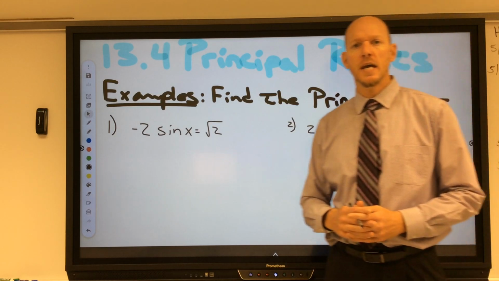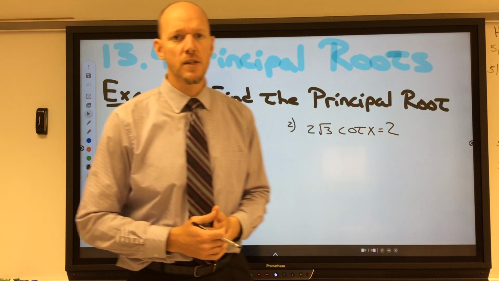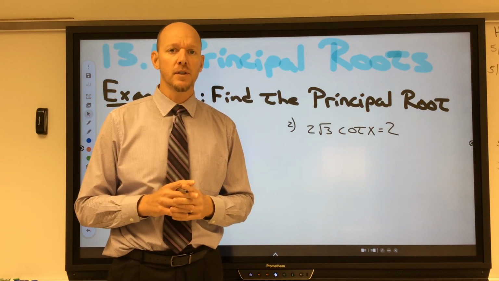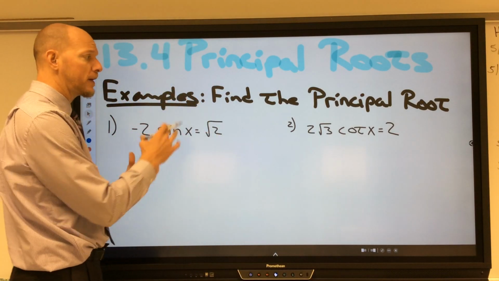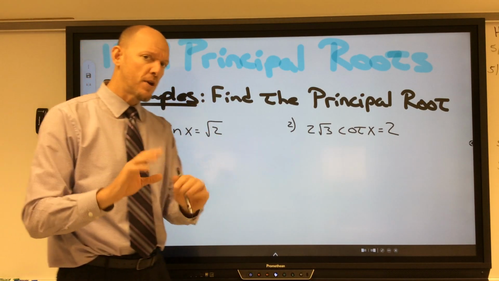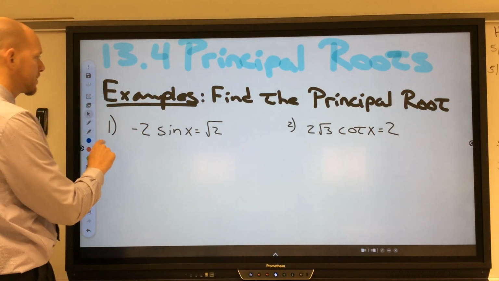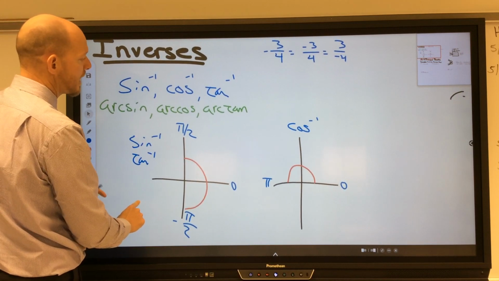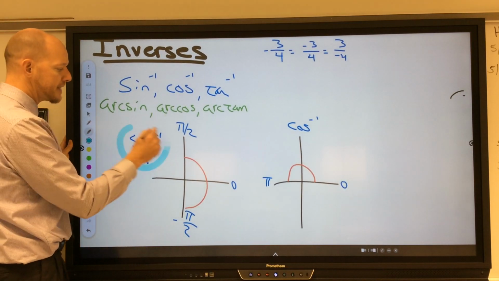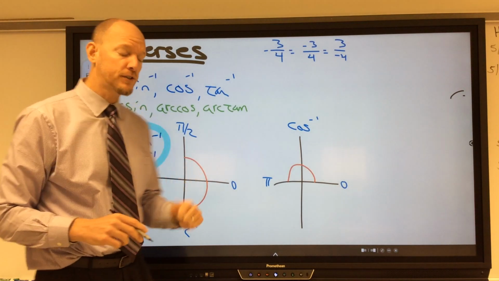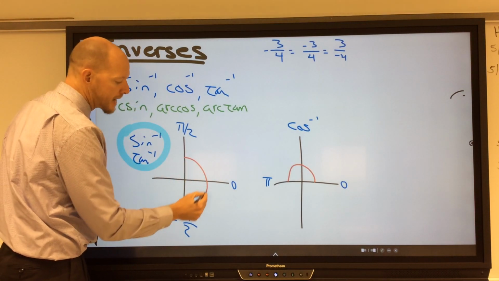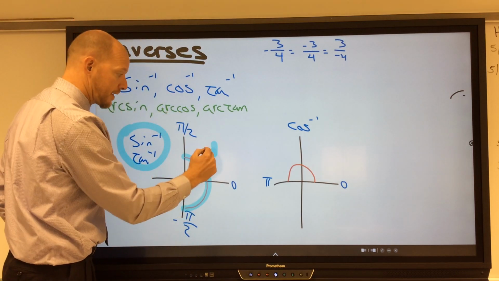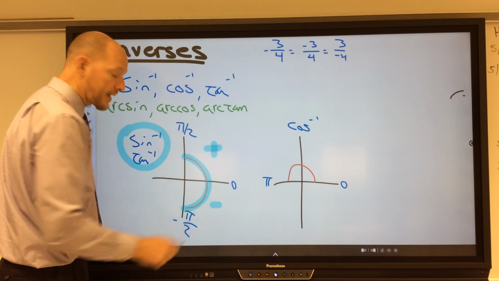Finding principal roots is going to be a solving type of direction set that we're going to use, but it specifically talks about an aspect of inverses. So before we talk about our examples, let's do a brief review of some inverse concepts. One of the key concepts we want to remember is that inverse sine and inverse tangent are defined from negative pi over 2 to pi over 2. And that gives us the capability of calculating if we have a positive or a negative.